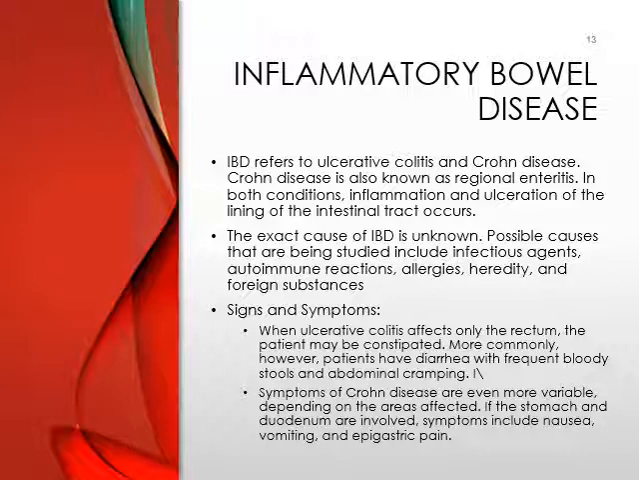So signs and symptoms. When ulcerative colitis affects only the rectum, the patient may be constipated. More commonly, the patients have diarrhea with frequent bloody stools. And that's pretty common for both of these diseases, frequent bloody stools, so they definitely need labs, H&H, to follow to see if they're anemic. They might need units of blood to be administered, and they might be in the hospital because of those frequent bloody stools. So not only are they anemic, but they're dehydrated. So they might need IV fluids as well.